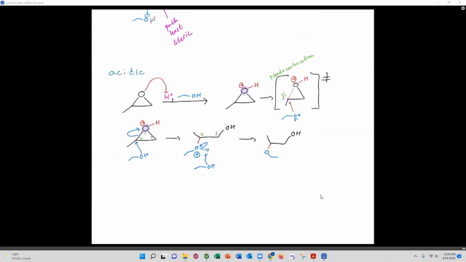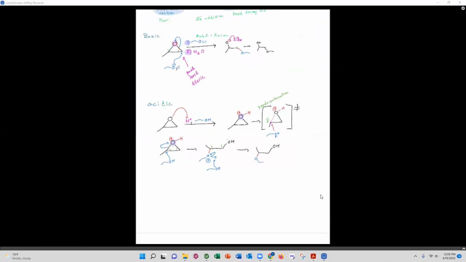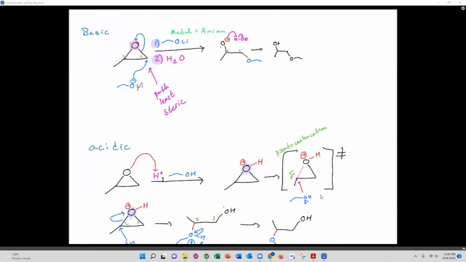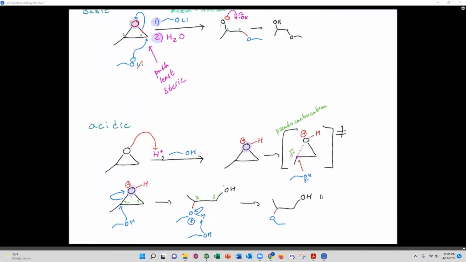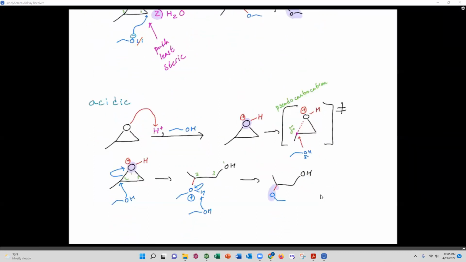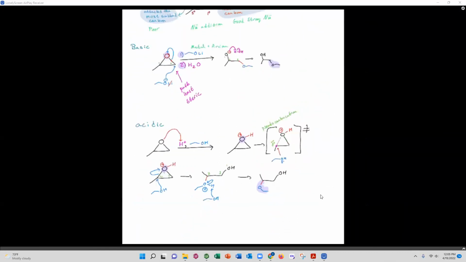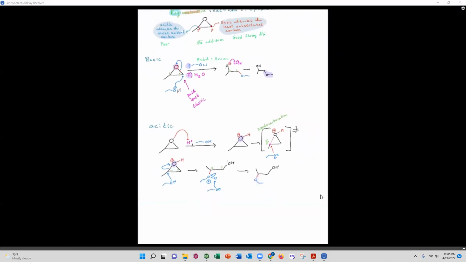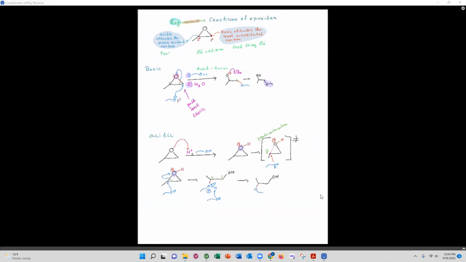Ethanol. And so again, the biggest difference is what? If you look at my basic addition, I added the ethoxide to the least substituted. Under acidic conditions, I added the ethoxide to the more substituted. So ultimately, we're adding an equivalence of hydrogen and an equivalence of ethoxide. But based on our reaction conditions, we can control where this is going to be added.